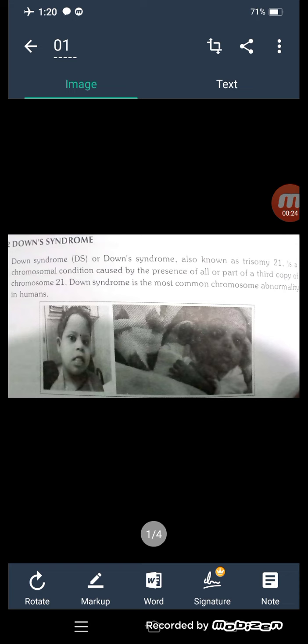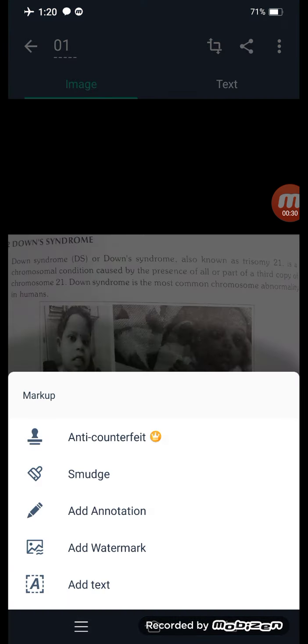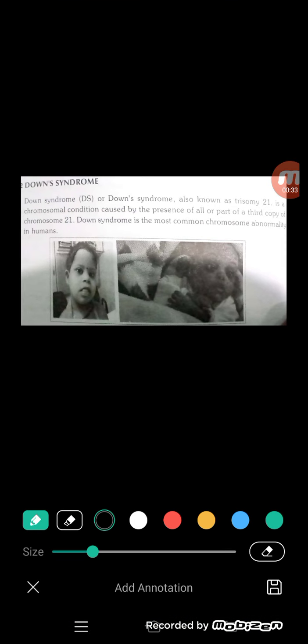Down syndrome mainly occurs due to changes in the chromosomes. It is caused by the presence of all or part of a third copy of chromosome number 21. So that is called trisomy 21, which means chromosome 21 is affected. So how many chromosomes are present in our body? A total of 46 chromosomes. In the total of 46 chromosomes, any changes in chromosome number 21 lead to Down syndrome.